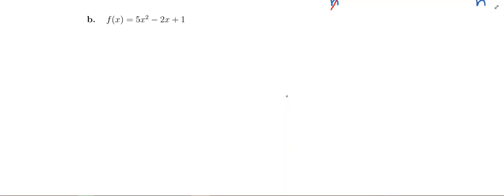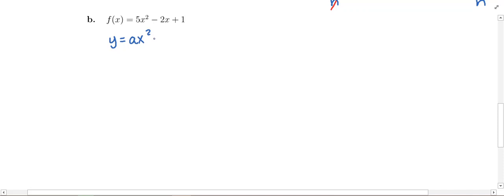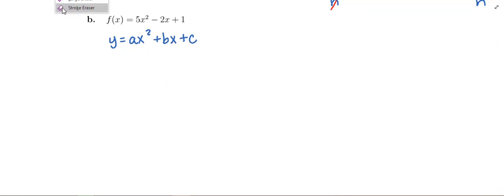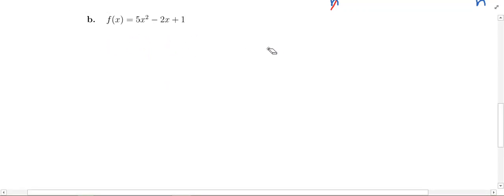In example 7b, we are going to find the difference quotient of the function f of x is equal to 5x squared minus 2x plus 1. Now this function has the format y equals ax squared plus bx plus c. So the graph of this particular function would be a parabola. So this function is definitely more complicated than the one we saw in example 7a. So you can definitely expect the difference quotient to be a more complicated answer.